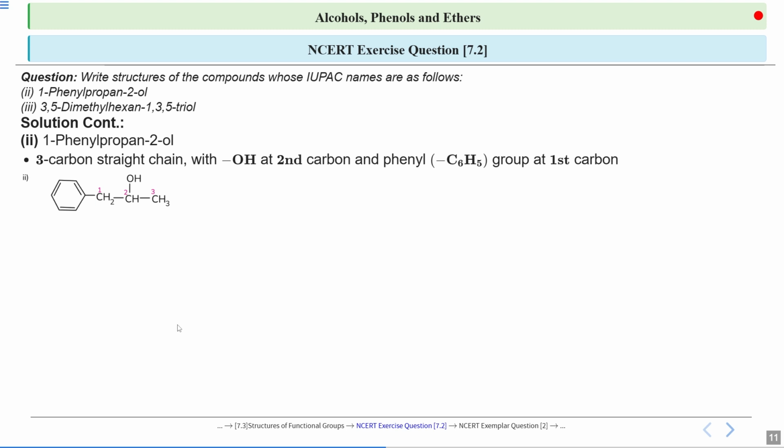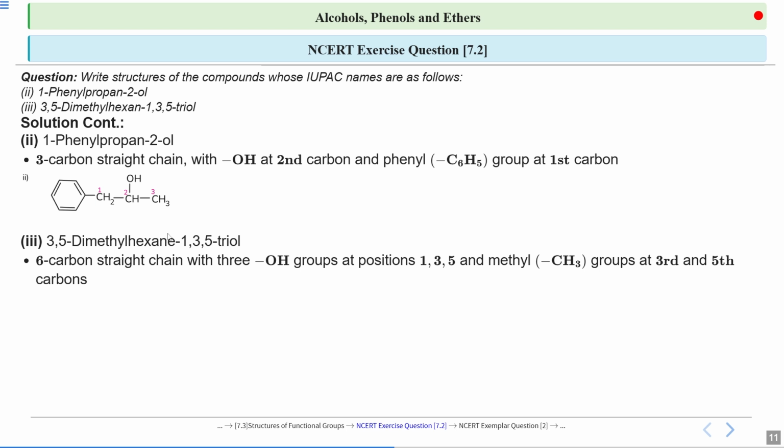By using this concept, you can draw the structure of compound 1-phenyl prop 2-ol. So we have phenyl at the first carbon, a 3-carbon chain, and the second carbon is attached with the alcohol group OH. So this is the structure. Now for the third compound, 3,5-dimethyl hexane 1,3,5-triol, we have dimethyl hexane. Hex means 6 carbon.